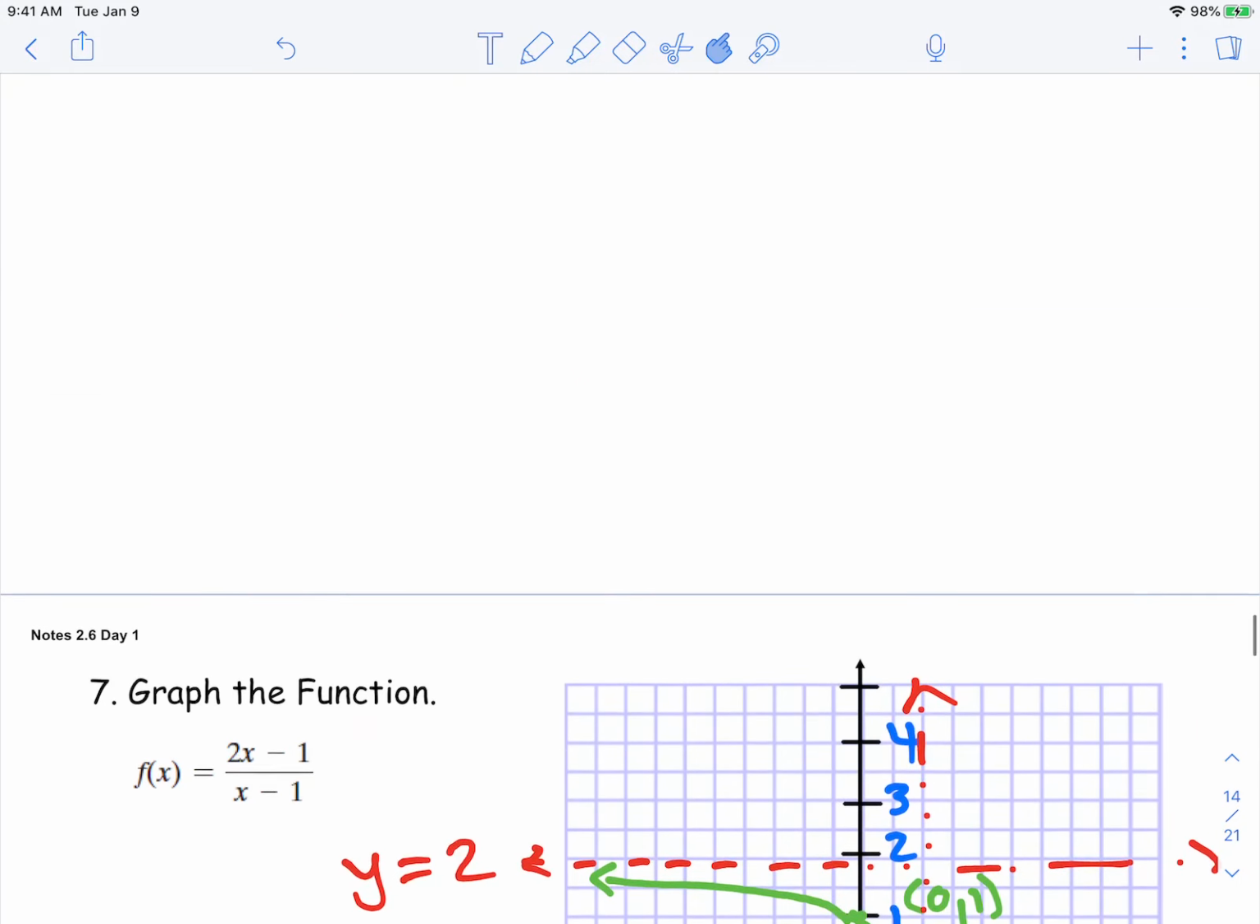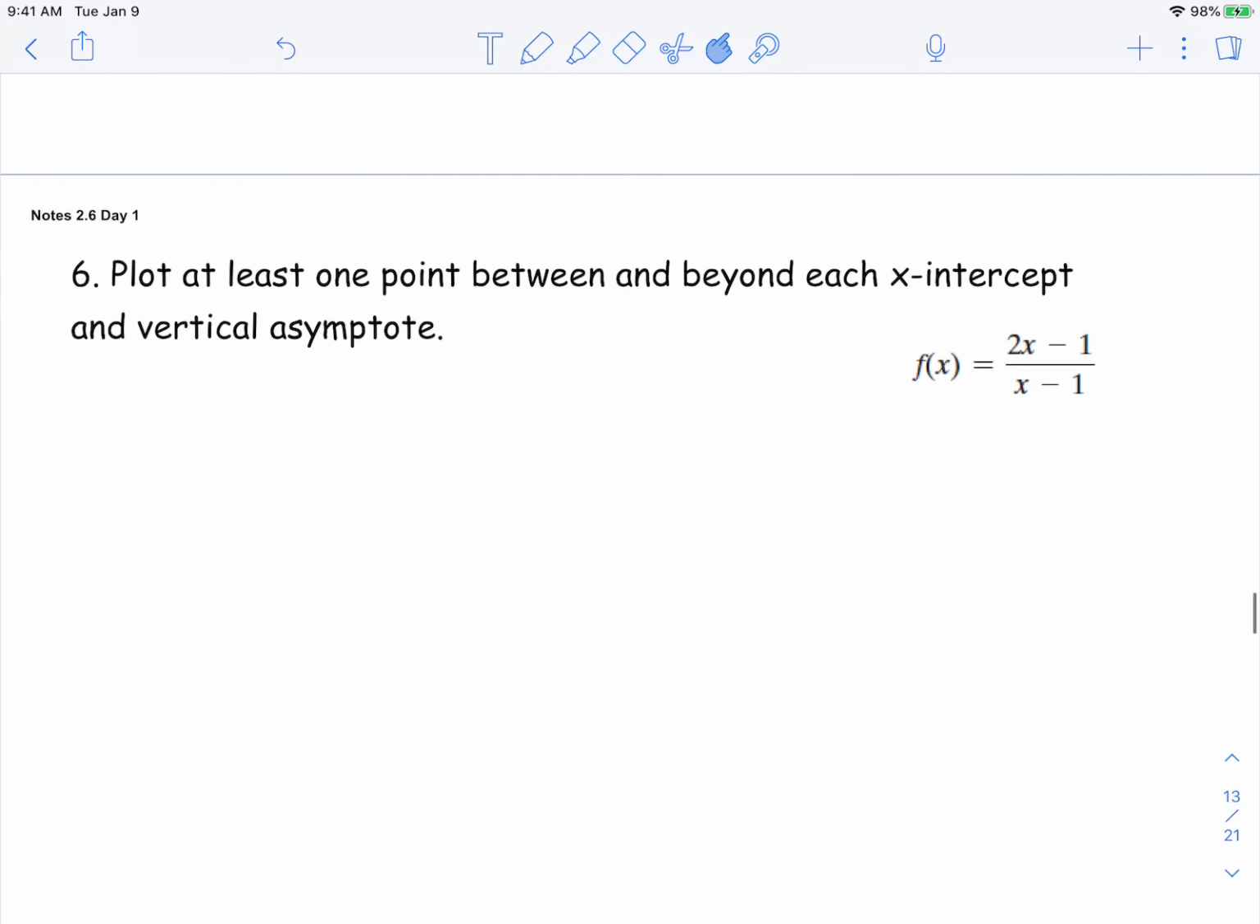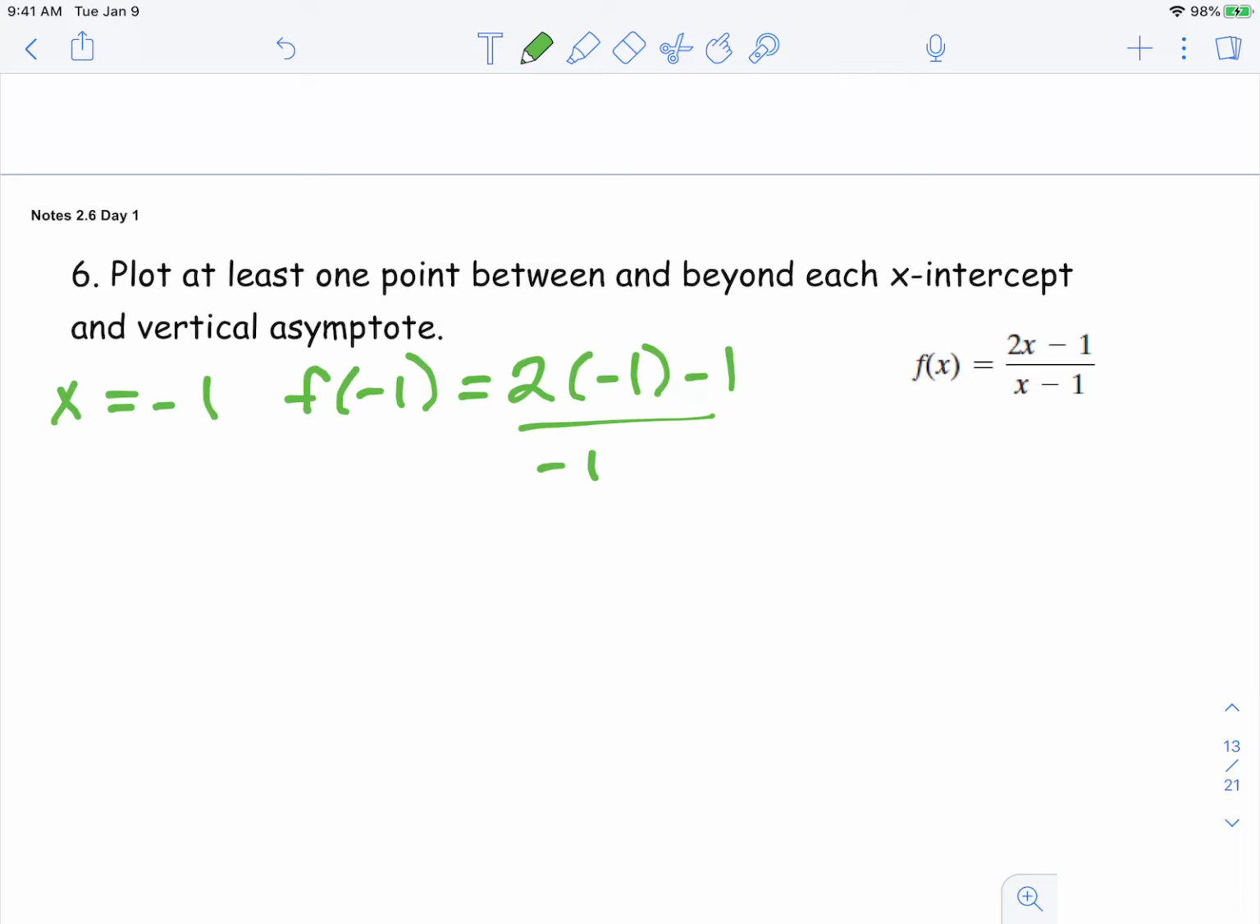So I'm going to go back up. It says plot at least one point beyond each x-intercept and vertical asymptotes. So we're going to be evaluating the function. Let's say I let x equal -1. So we say f of -1. We're finding an ordered pair, and when we're done, we get 3/2.